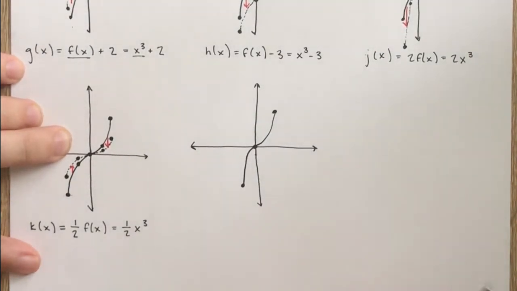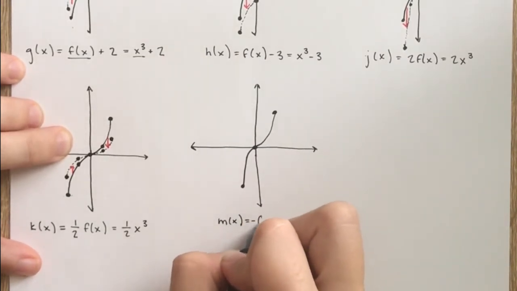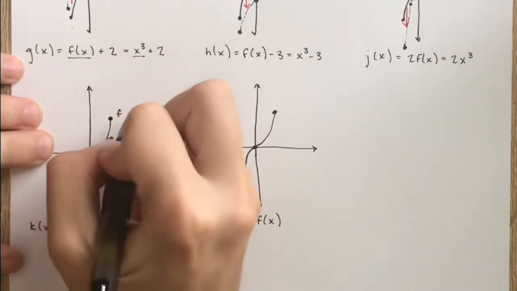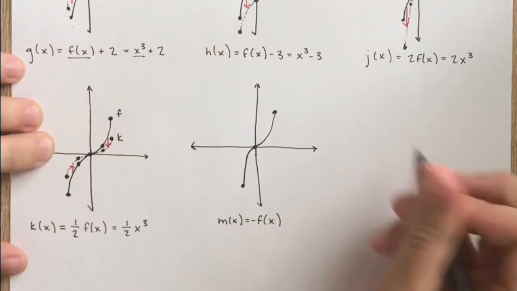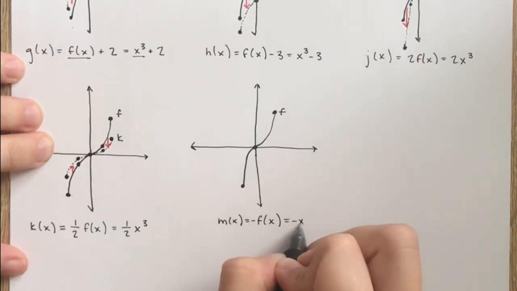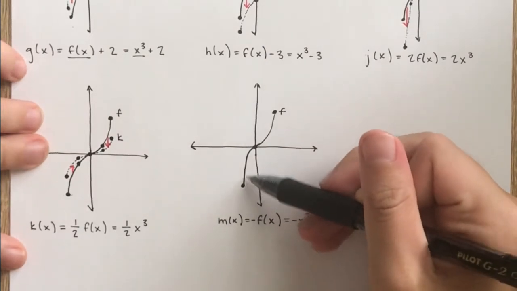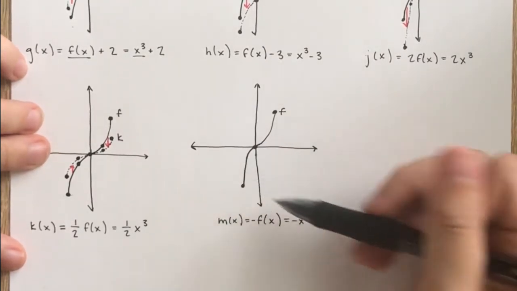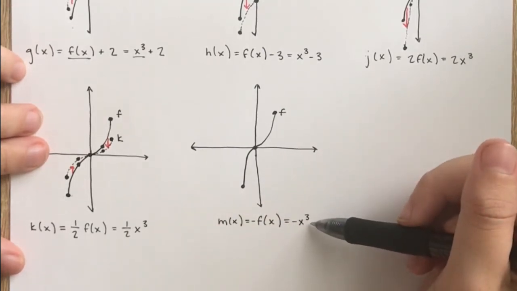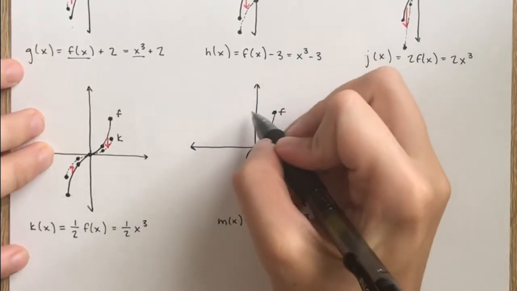All right, so I'm going to call this m of x. And m of x is going to be negative f of x. Oh, sorry, so this is f and this is k. This is f, right, or x cubed. So before, at x equals -2, our output is -8, right? X cubed when x is -2 is -8. And now it's asking for the negative of -8, which is +8, right? So here.